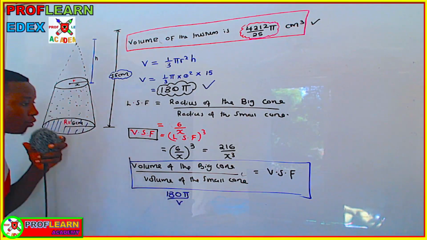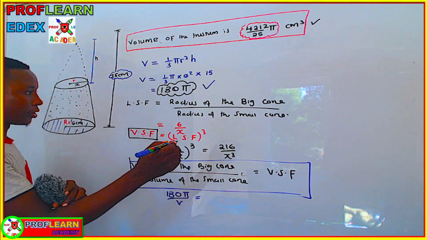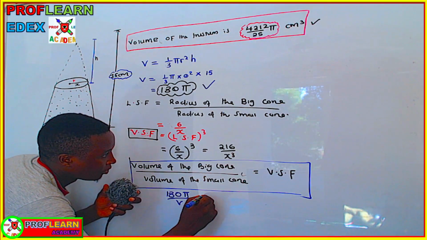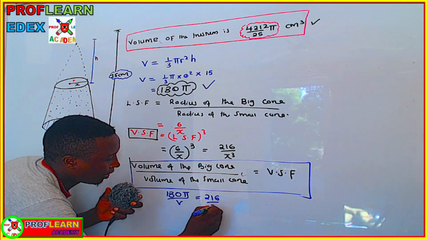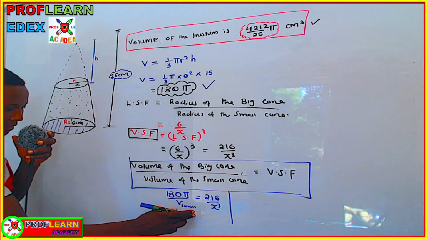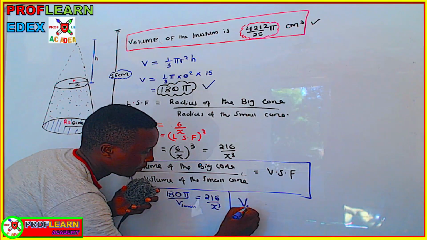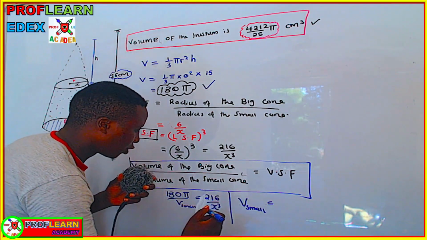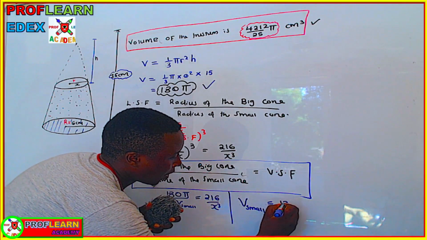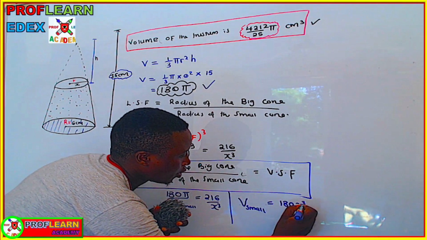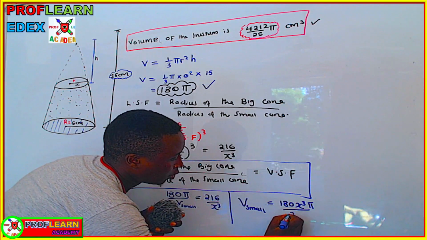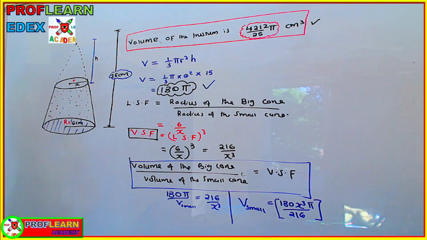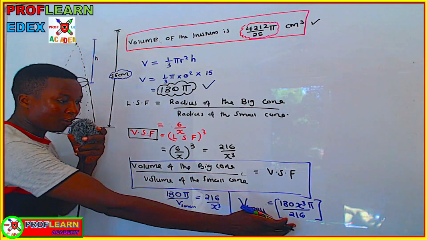The volume of the small cone, we don't know it, is going to be equal to 216 over x cubed. So if I rearrange this, the volume of the small cone is going to be equivalent to 180 x cubed pi over 216. That's the volume of the small cone in terms of x.